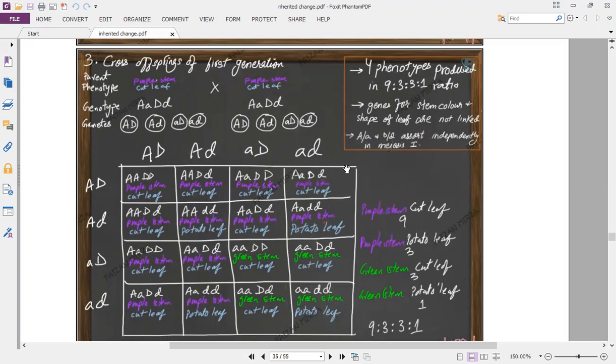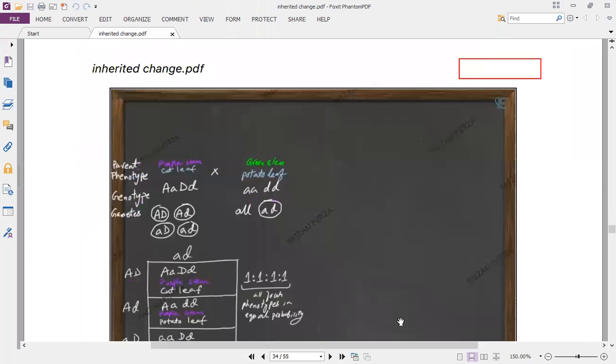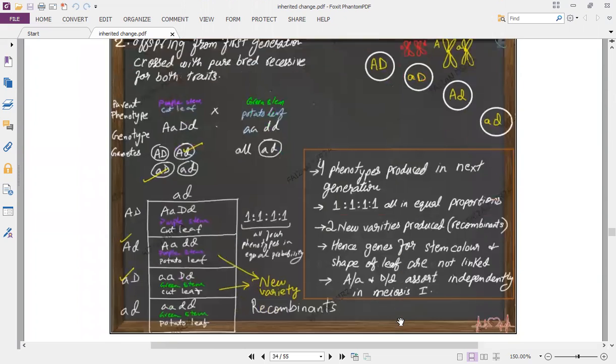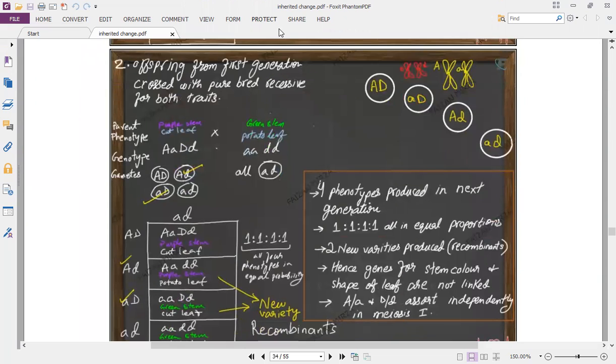If they were linked together, the new recombinant would not have formed, the new variety would not have formed. The 9 is to 3 is to 3 is to 1 ratio in this cross would not have occurred, and the ratio of 1 is to 1 which we discussed here would not have occurred either. So this actually tells you that yes, genes for stem color and the leaf shape are following independent assortment, and they are not linked together.